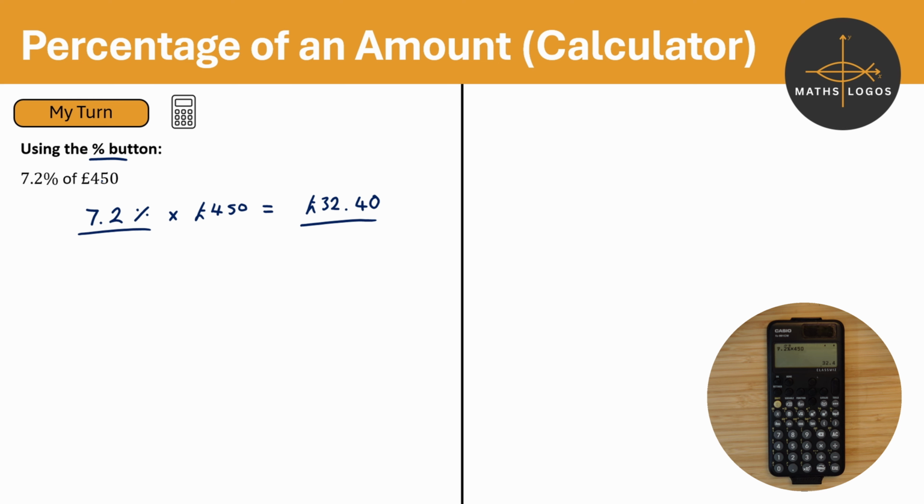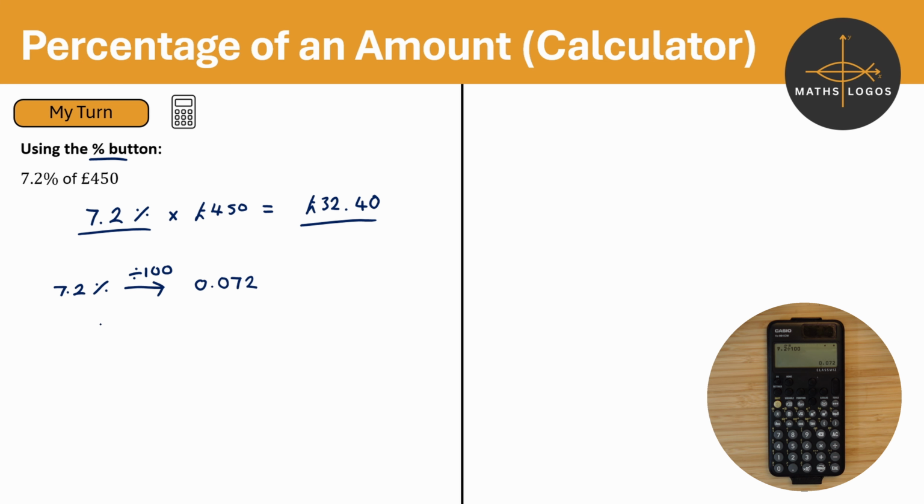Now, I'm aware that you might be watching this video and you might not necessarily have the percentage button on your calculator. And so we need a different way of doing it, and that's by using what's called a decimal multiplier. So I can turn my 7.2% into a decimal. And to do that, we simply divide by 100. So I'll go over to my calculator, I'll type in 7.2, I'll divide it by 100 to turn it into a decimal, and it gives me this decimal, 0.072.